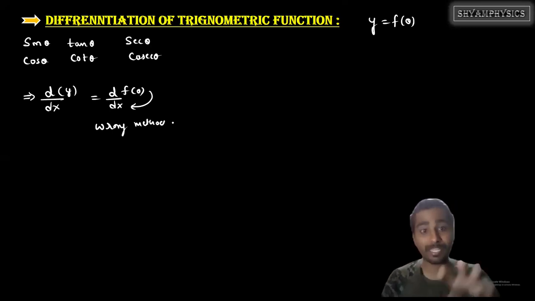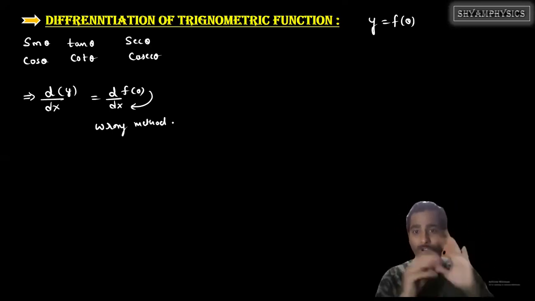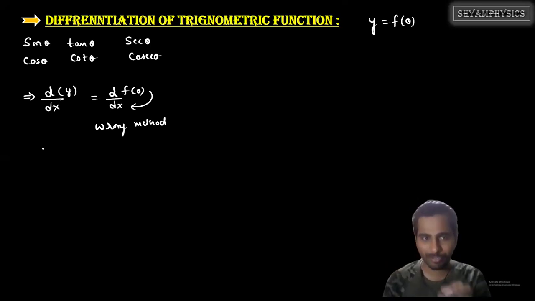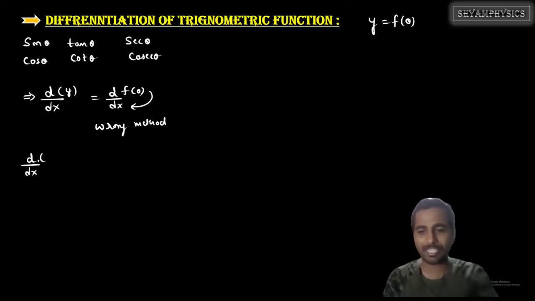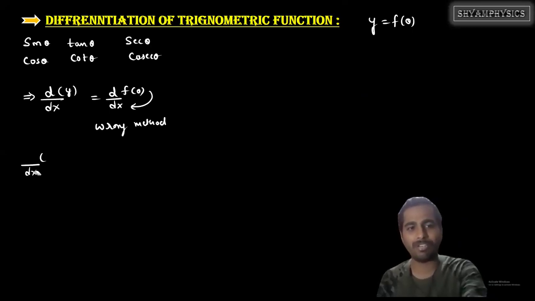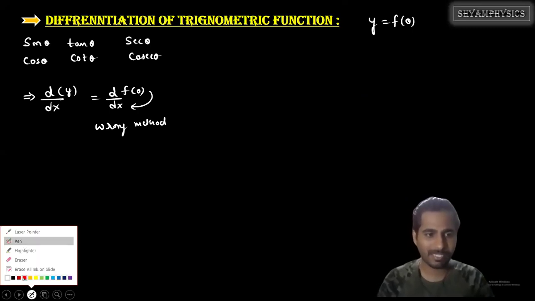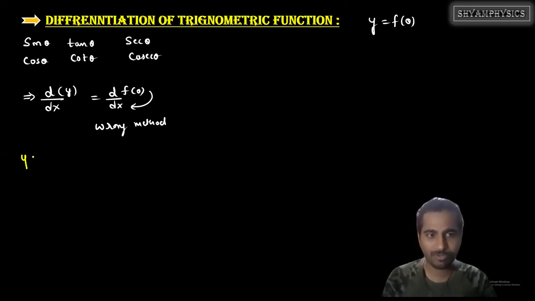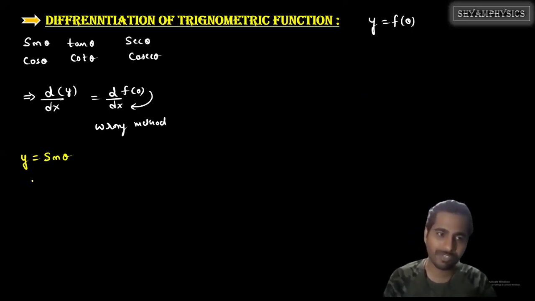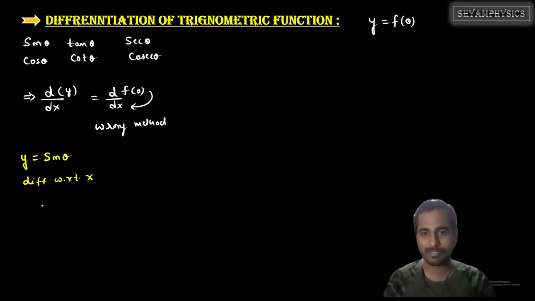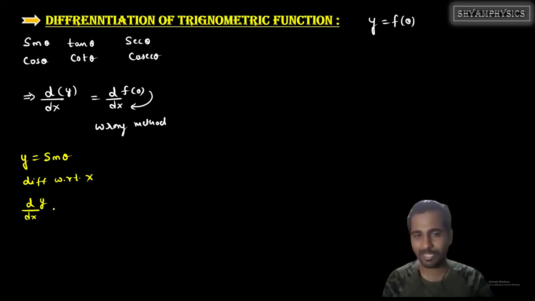Okay, not wrong method. In this method, for all the values you need to put 0 itself. For example, d by dx of, what is a function? I will treat the function first. In question pattern only we'll solve. For example, I will say here y is equal to sin theta. Now I want to differentiate with respect to x. Means d by dx of the function y.